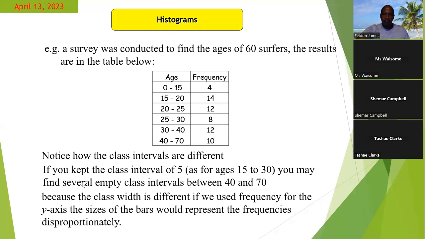So if you kept the class interval of 5, you may find several empty class intervals between 40 and 70 because the class width is different. If we use frequency for the y-axis, the size of the bar would represent frequency disproportionately.